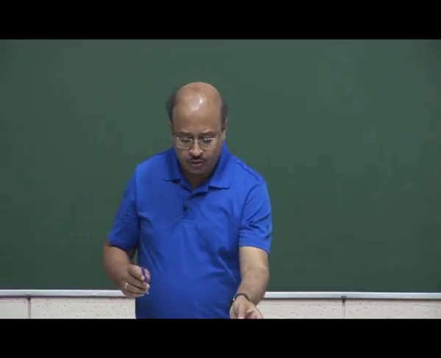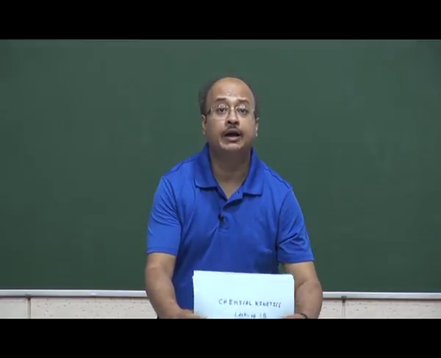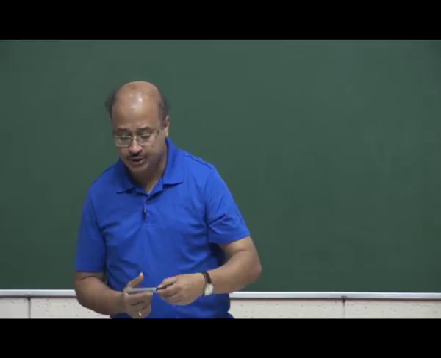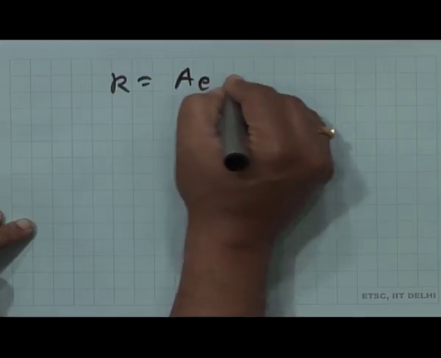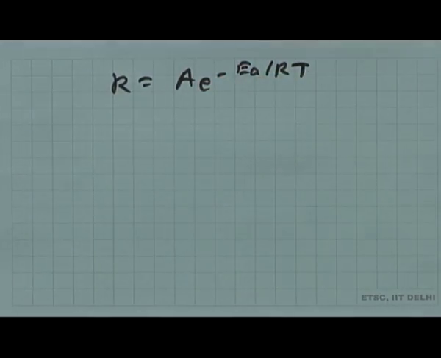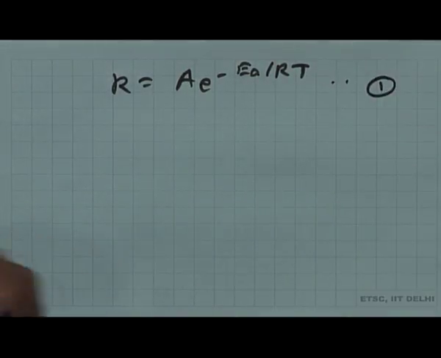Okay. So, now let us look at this Arrhenius expression a little more closely. Remember, this was k = A e to the minus EA over RT. So, this was our rate expression. I think this was equation number 1, please go and cross check.